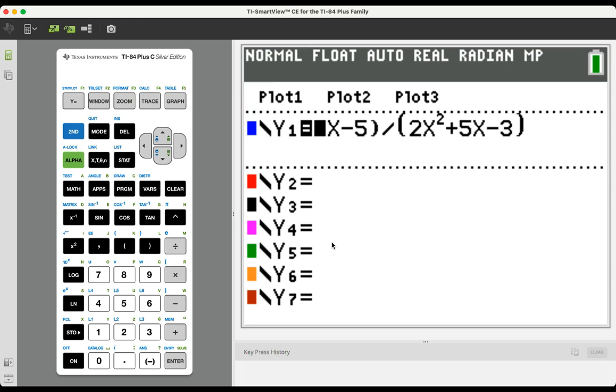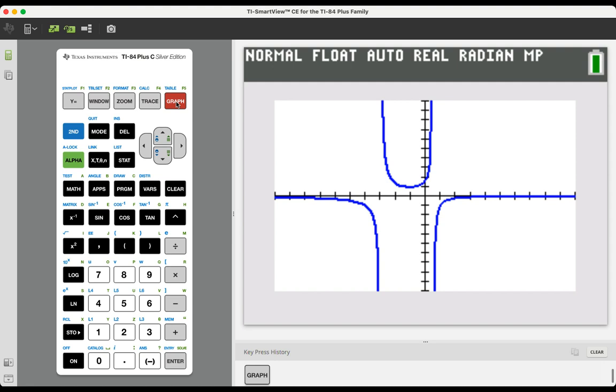Let's look at a rational function on the graphing calculator and see how the graphing calculator's different tools can help us analyze that rational function. So our rational function that we have here is x minus 5 over 2x squared plus 5x minus 3. The denominator has a higher degree than the numerator, and the numerator is just a binomial while the denominator is a trinomial. Using the calculator to graph this rational function, we have an image that looks like this.